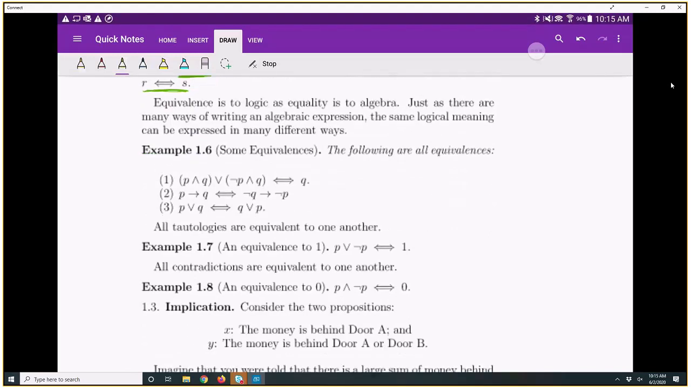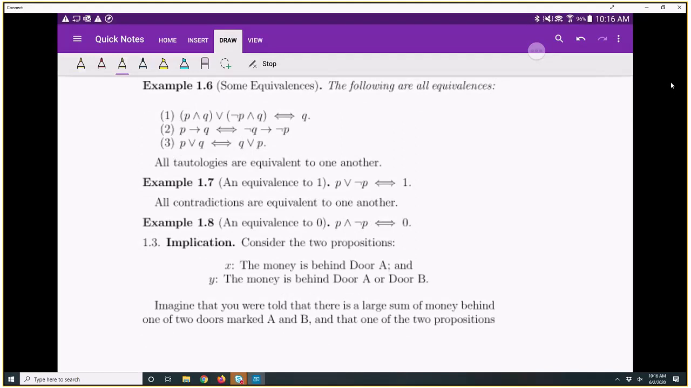Just like in algebra, there is more than one way of writing an algebraic expression. In logic, we'll often have more than one way of writing a logical expression that has the exact same meaning, or the exact same truth values. So here are some equivalences. P and Q, or not P and Q, if and only if Q. P or Q, if and only if Q or P.